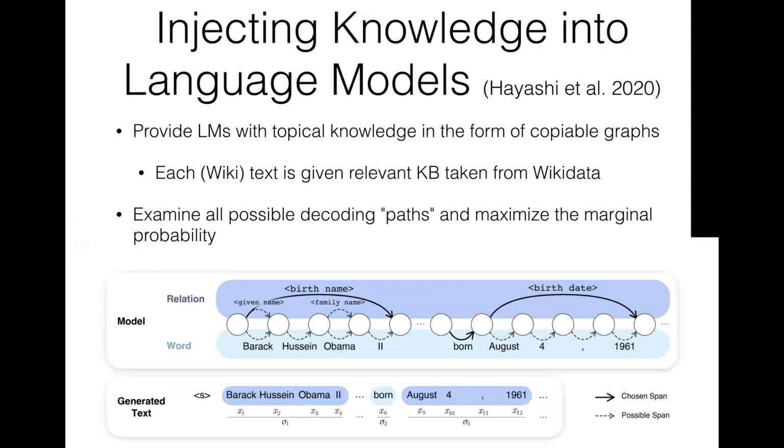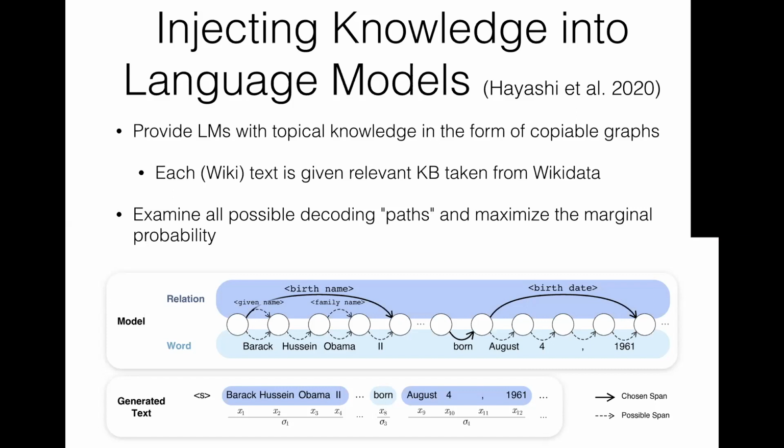Or another way of generating this sentence is to not use the word, but skip and say, I want to generate a birth name, and then fill it from the knowledge base, Barack Hussein Obama II. Followed by "born", where I use the word because there are no knowledge base entries about born, and followed by the birth date. Instead of generating word by word from the vocabulary, I will just decide to pick this relation, birth date of Barack Obama, and let the rest of the 4 tokens be filled by the knowledge base entry.